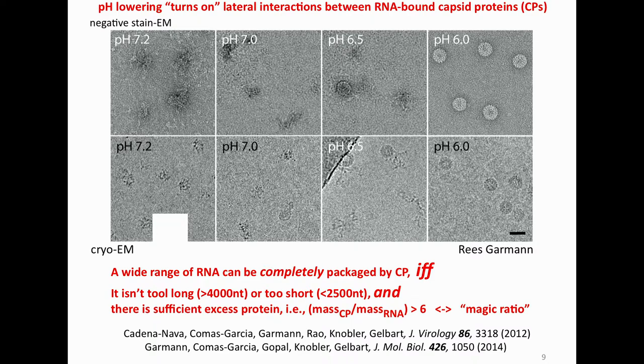If the RNA isn't too short or too long, you get complete packaging into a wild-type T equals 3 capsid. If it's shorter than that, you get smaller capsids. If it's much smaller than that, you get many copies of RNA per capsid. If it's longer than 4,000 nucleotides, you get the wild-type structure, the T equals 3, but you get two or more capsids sharing a single RNA, or multiplets.